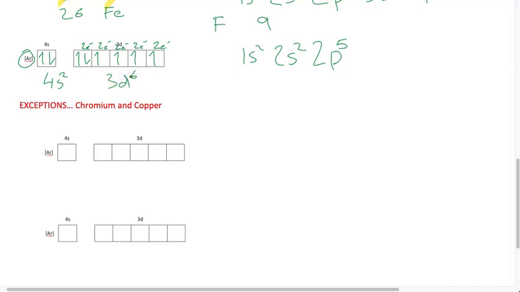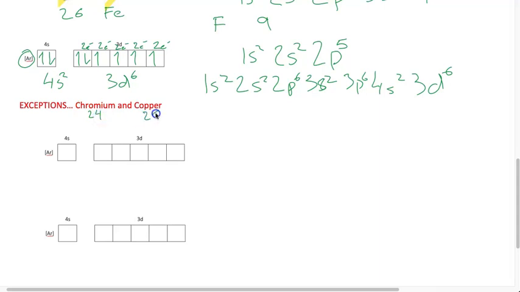So this ends up being 3d6. So if I was looking at my expanded electron configuration for this, it would be 1s2, 2s2, 2p6, 3s2, 3p6, 4s2, and 3d6. That's my electron configuration. There are 2 exceptions to this rule, however, and they make chromium and copper have a slightly different electron configuration. Because if we look at chromium, we've got number 24, and copper's number 29.